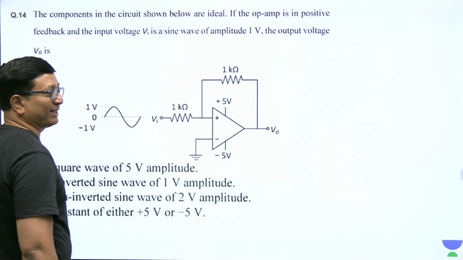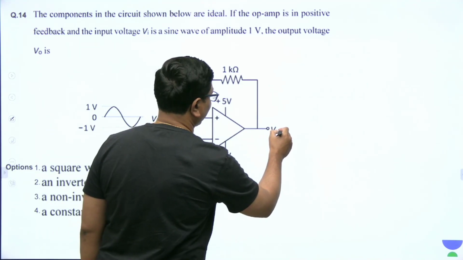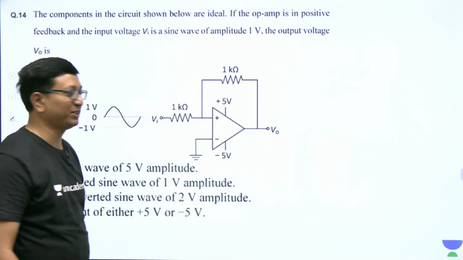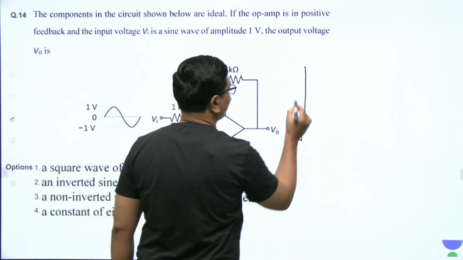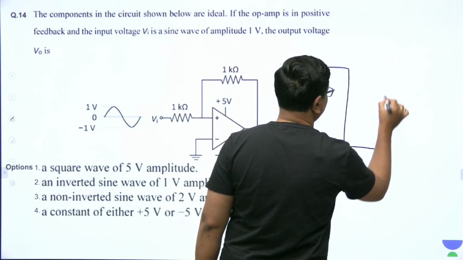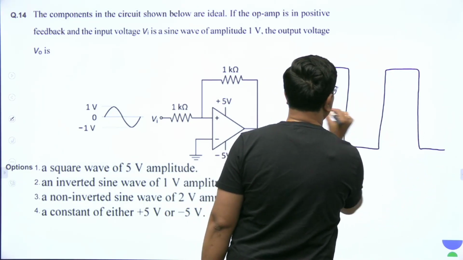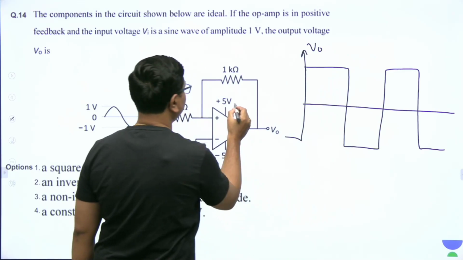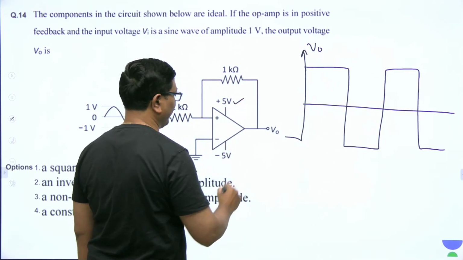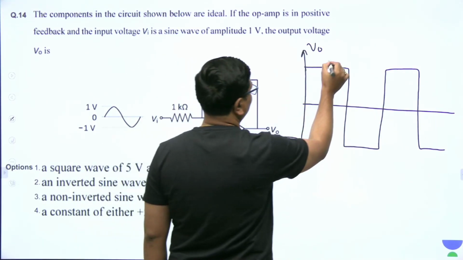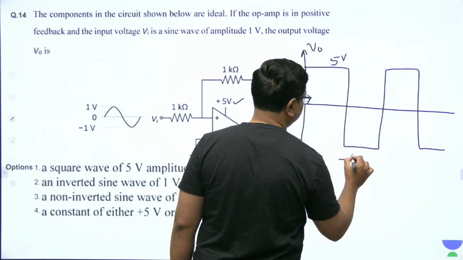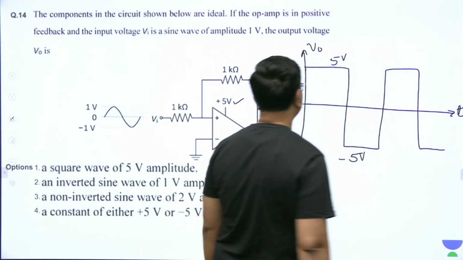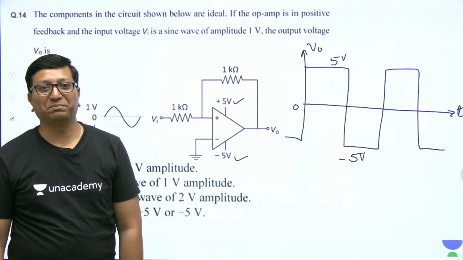In the Schmitt trigger circuit, what is your output? Output is a square wave switching between plus V sat and minus V saturation. So V sat means you can take VSAT as plus 5 volts and minus VSAT as minus 5 volts. It is a square wave switching between plus 5 and minus 5.